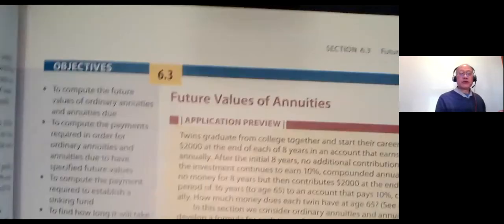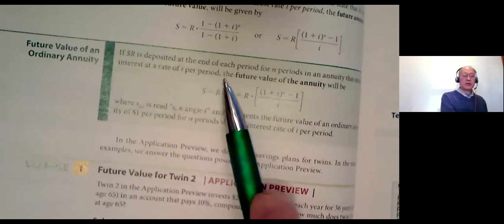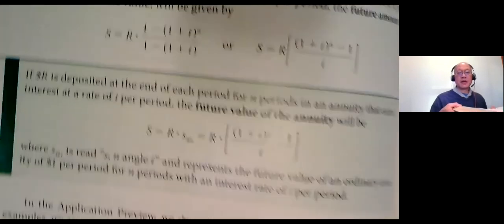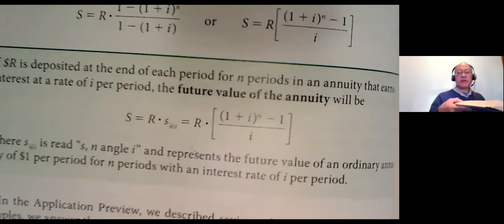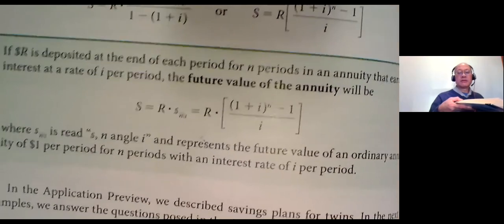6.3, future value of an annuity. Page 384. There it is, S equals, and ignore this thing here. Sorry. Okay, you don't need that thing there. Just S equals R times that big fraction. S equals R times 1 plus I to the n minus 1 over I. That would be questions 5 and 6, I guess.